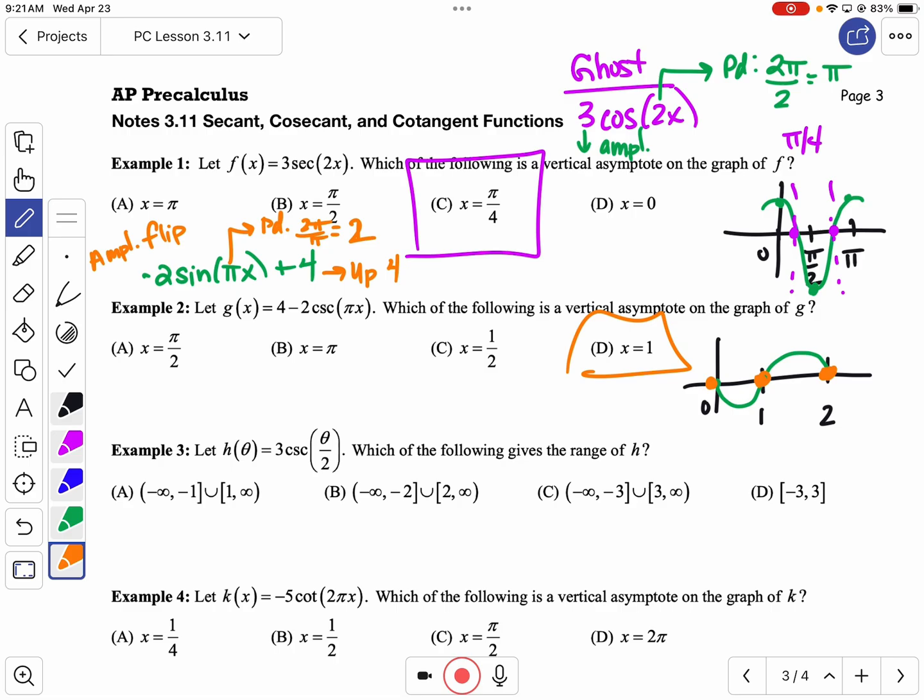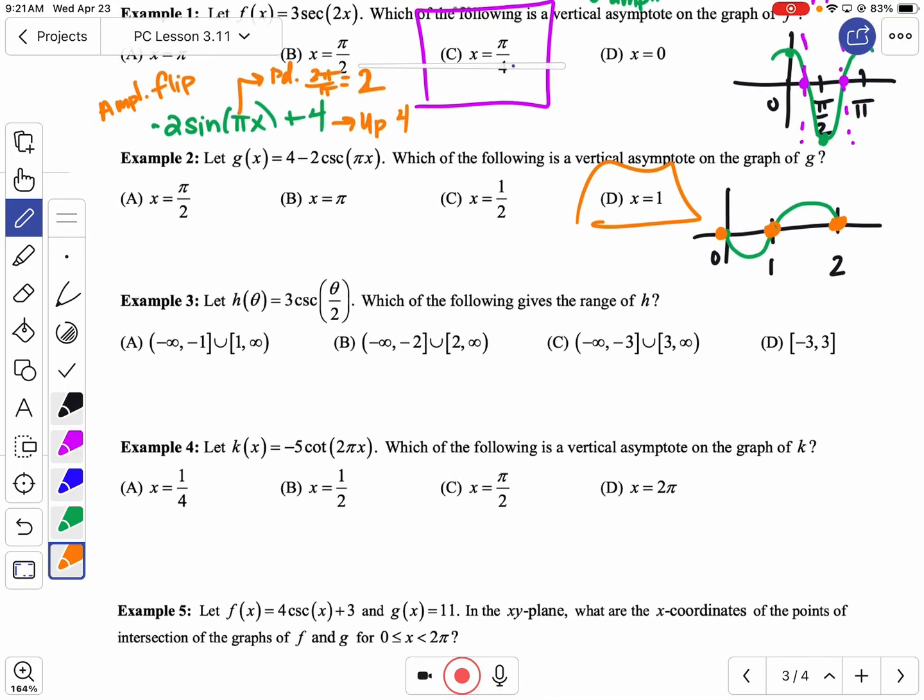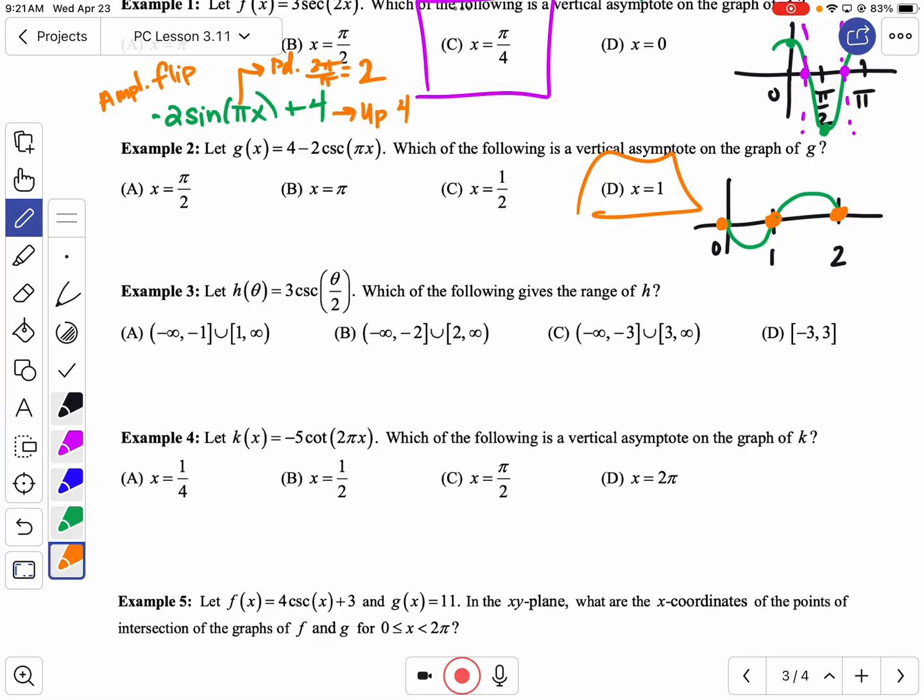Okay. Let's do about 2 more of these, just thinking about the graphs and their characteristics. So this time it says, let h be 3 cosecant theta divided by 2. So let's think about our ghost for a second. It would be 3 sine of theta divided by 2. So we know it's going to change the amplitude. My amplitude is going to be 3.